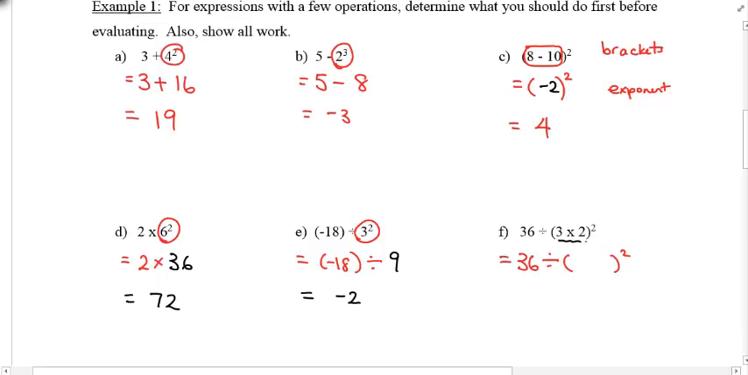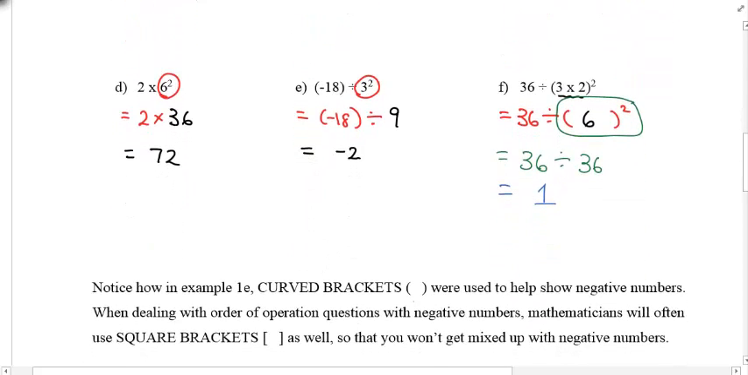So 3 times 2, I'll do that, that's 6. And now I have division and exponents, so what's next? I better do the exponent first using BEDMAS. So therefore, this is 36 divided by, and 6 squared is also 36, and 36 divided by 36, that equals 1. Okay. So once again, notice how in example 1e, the curved brackets right here were used to help show negative numbers.